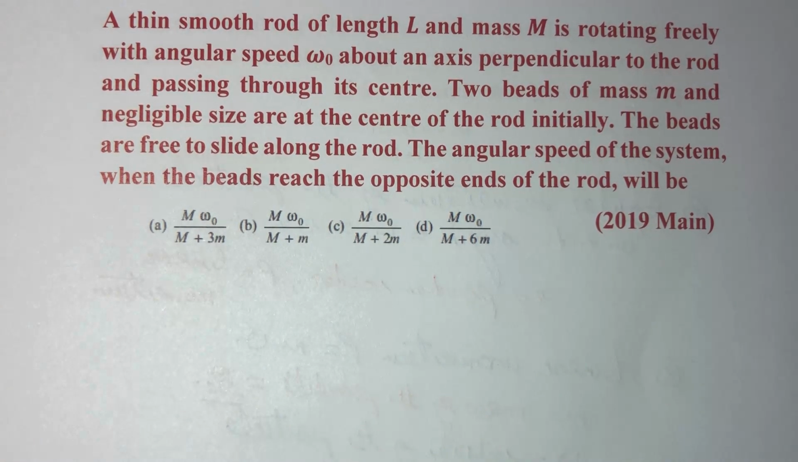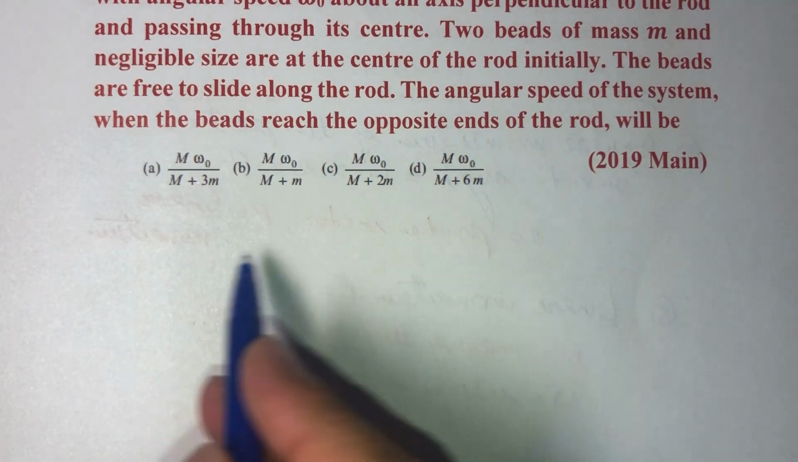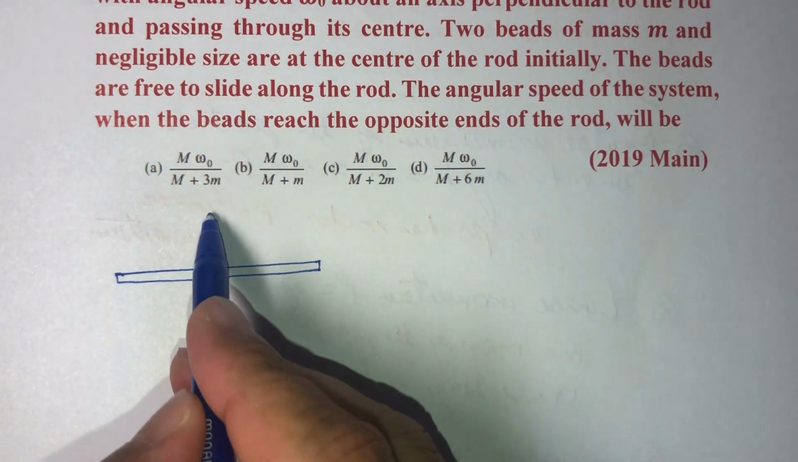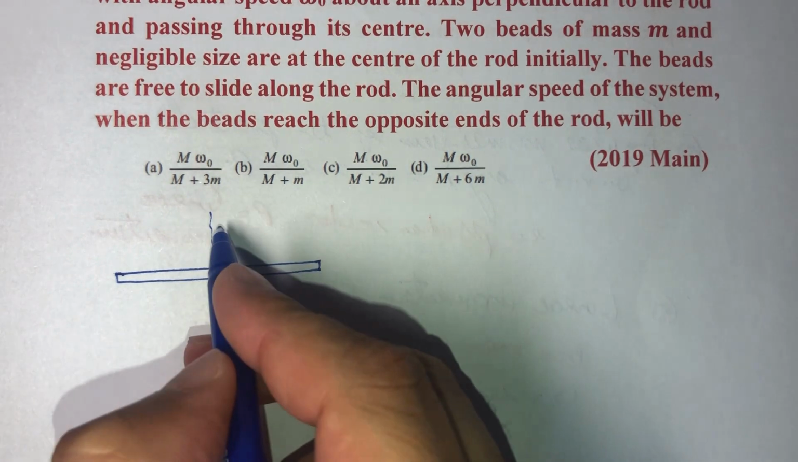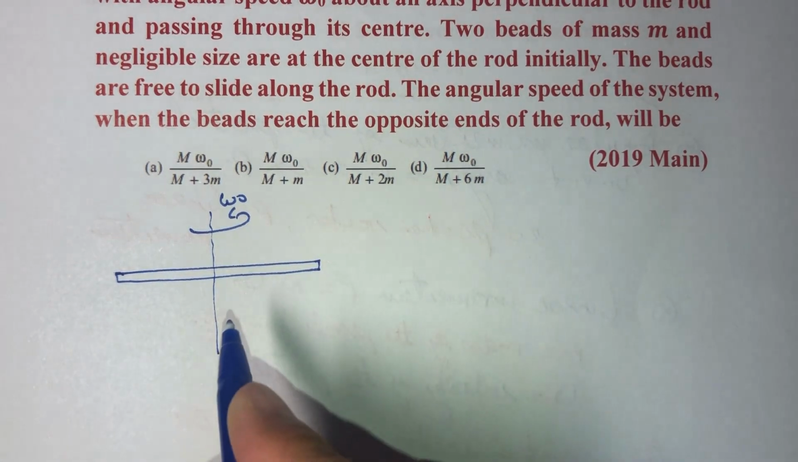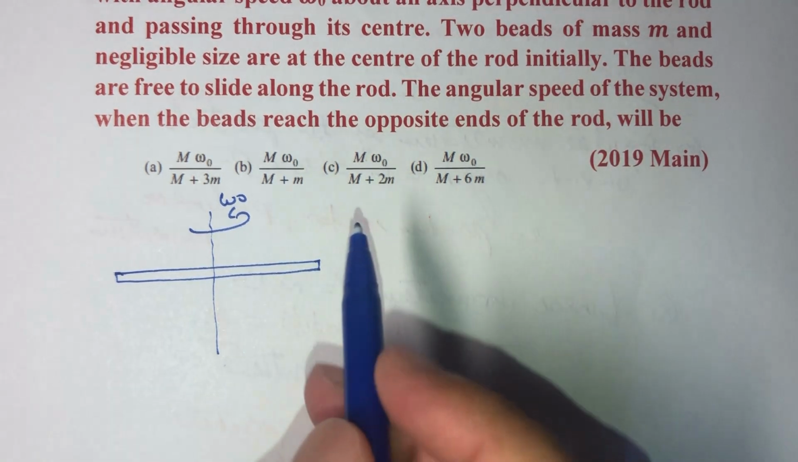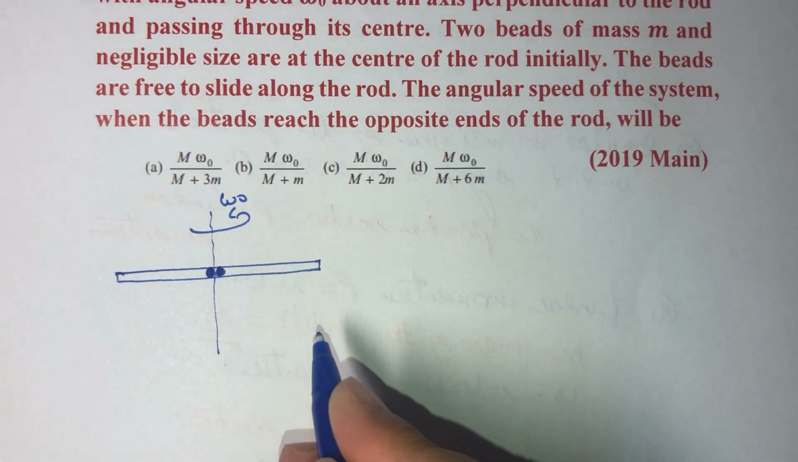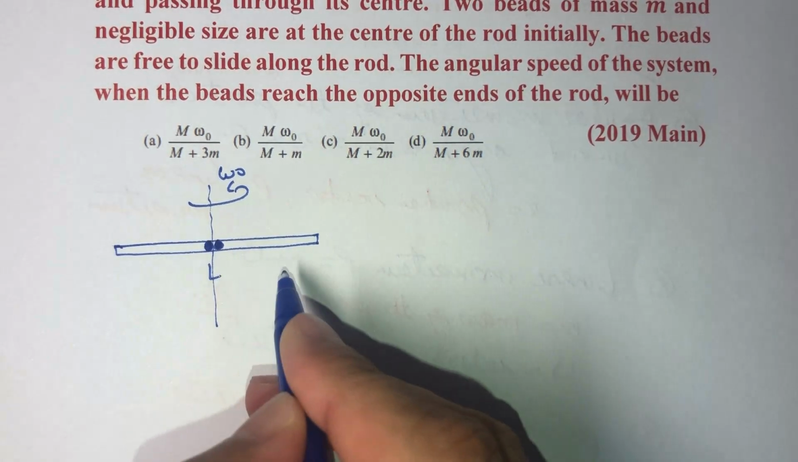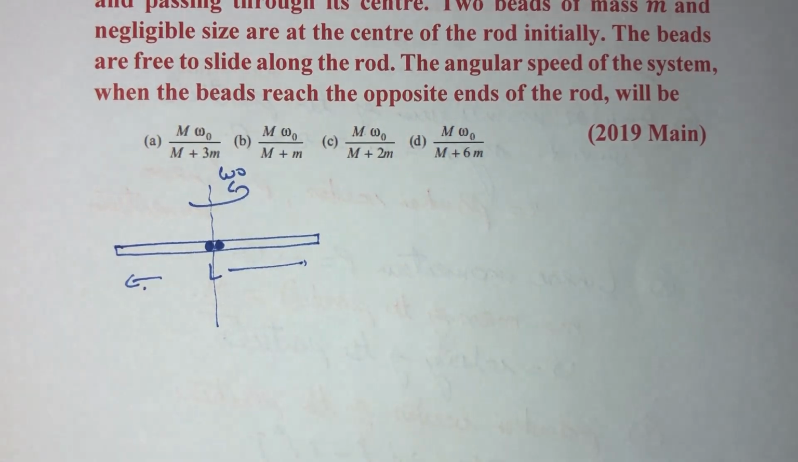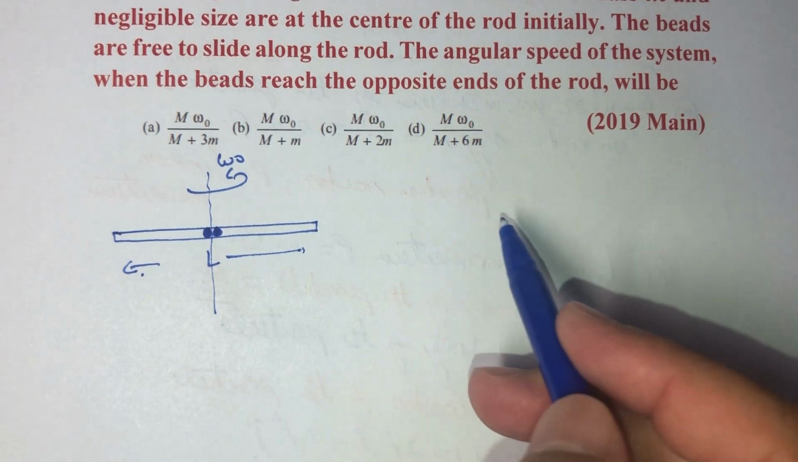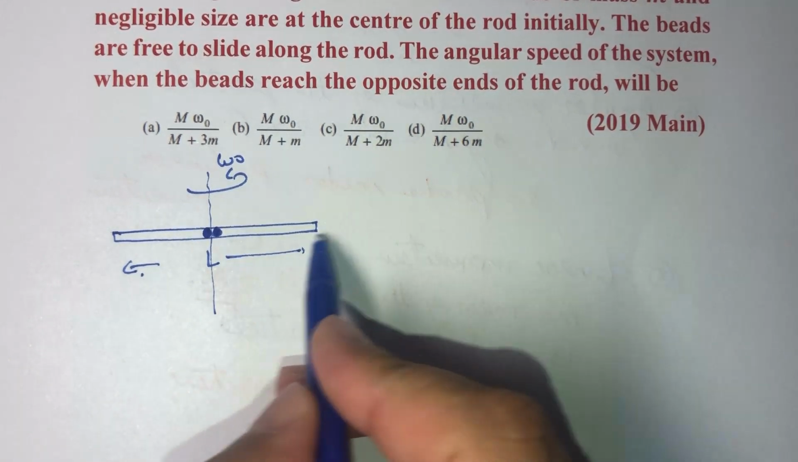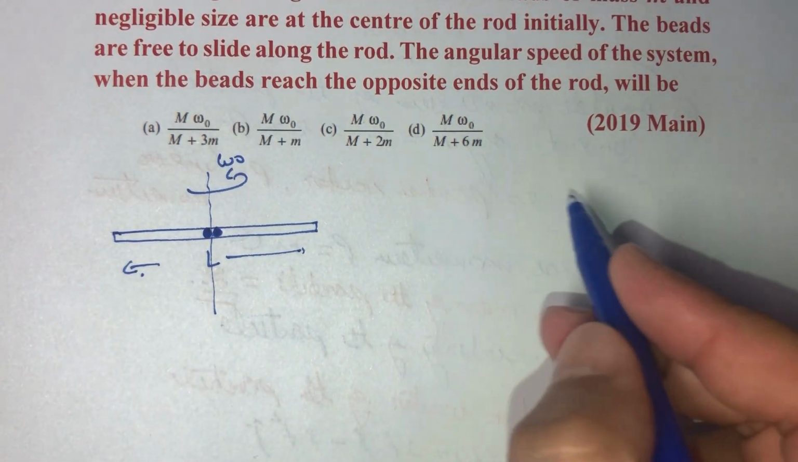So we have a rod which is free to rotate about its center with the angular velocity of omega naught, and it has two beads of mass m at the center initially. Let us suppose these are two beads which are at the center, and the length of the rod is given as L, and when the rod starts to rotate, these beads will try to move towards the end of the rod, one to the left, another to the right.